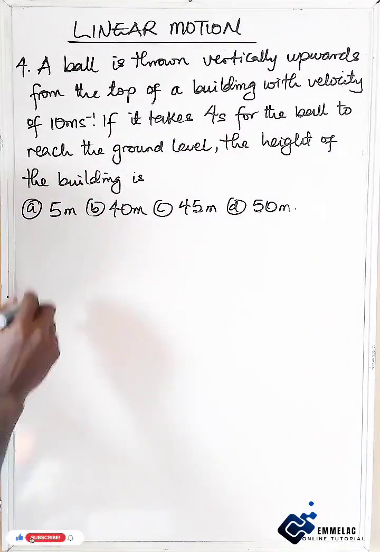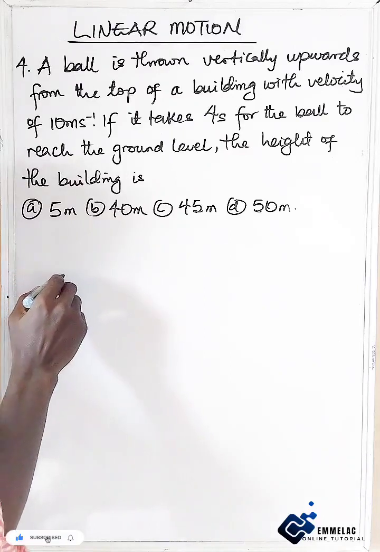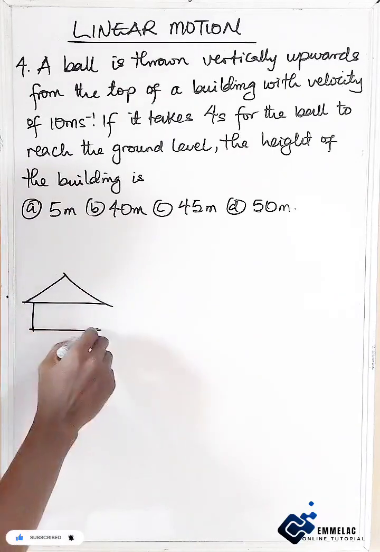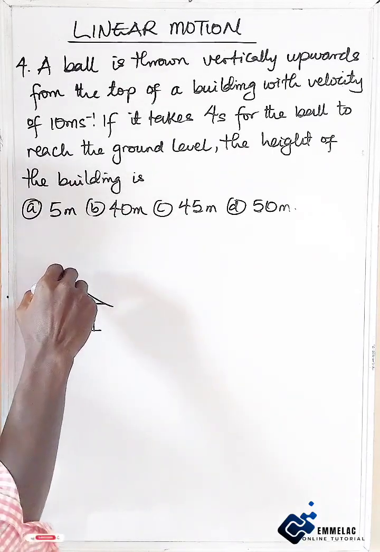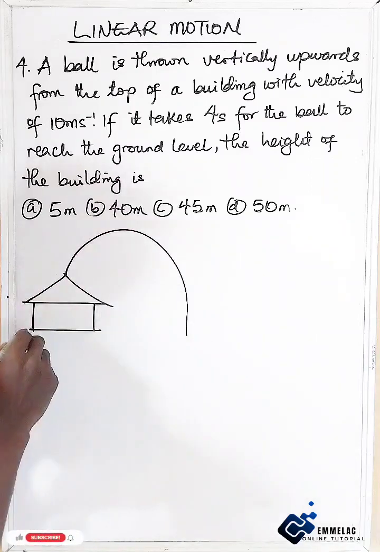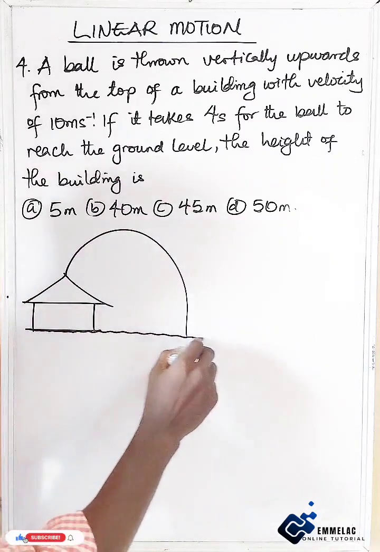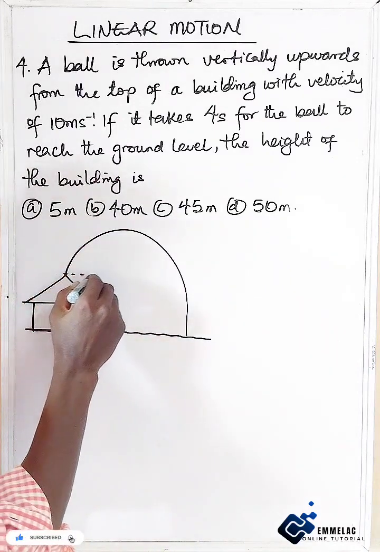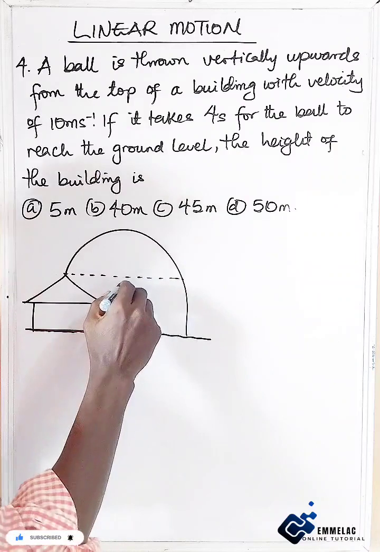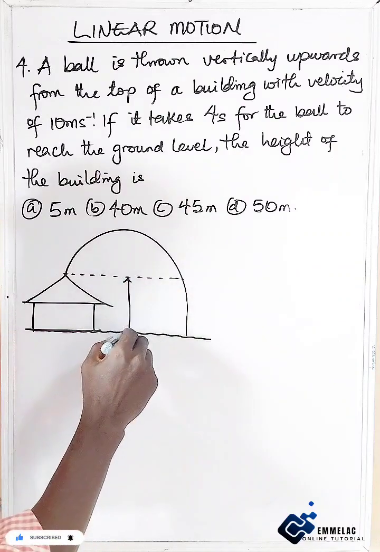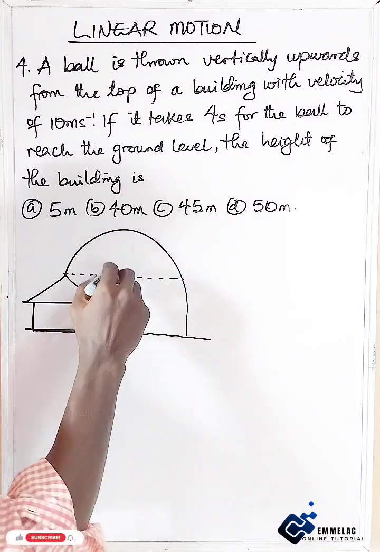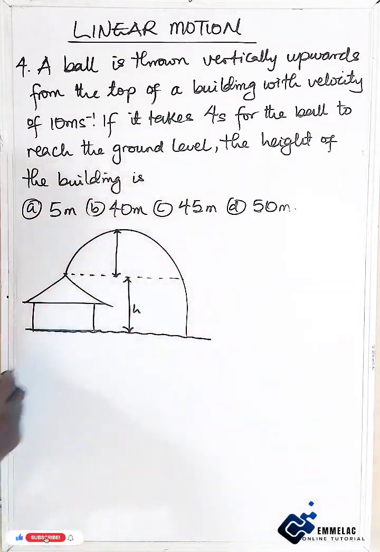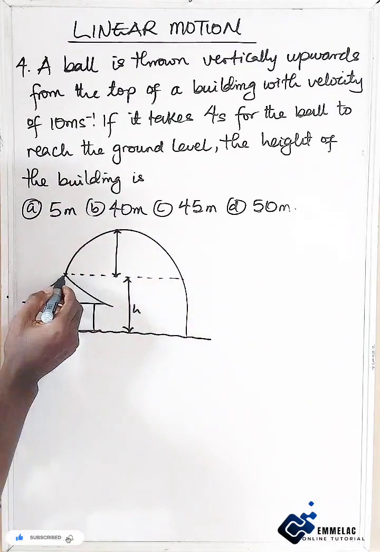Now, let me draw, assume this is the building, okay, and this is thrown from here down. Okay, this is the ground level. Now we assume here, from here down, this is the height of the building, h, and here is the height of the projection from the top of the building.